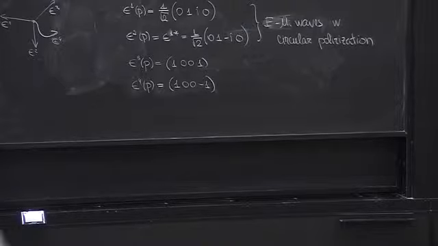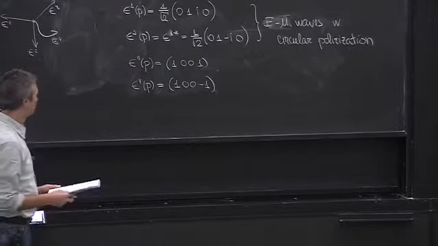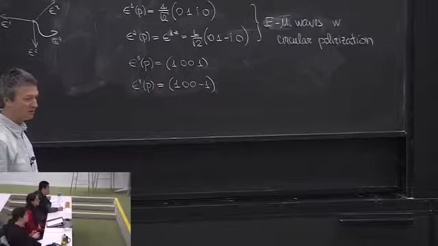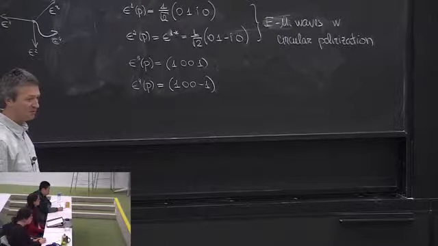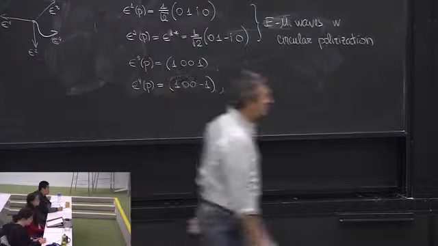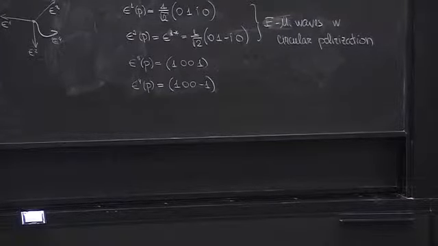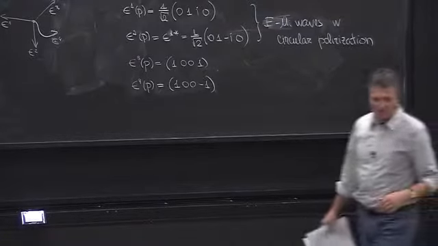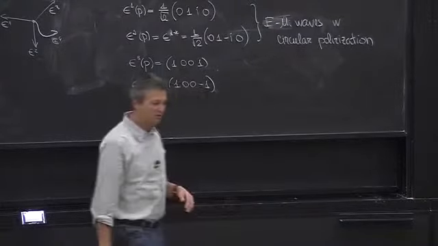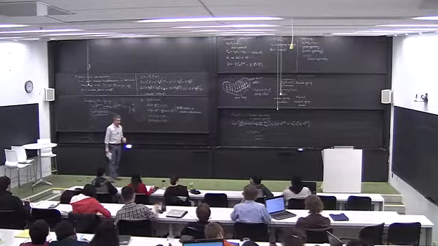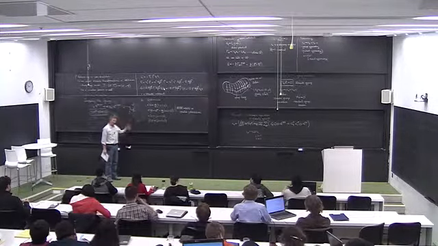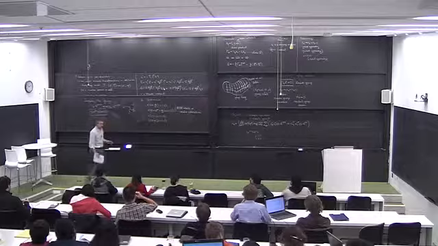Yes? I'm trying to see how E1 and E2 describe circularly polarized waves. I thought that they should depend on time. Time dependence sits in here, in these oscillating exponentials. So you'll do an exercise in tutorials which will remind you how it works.